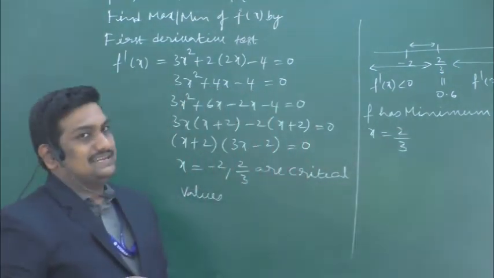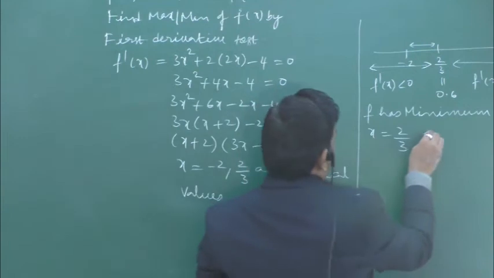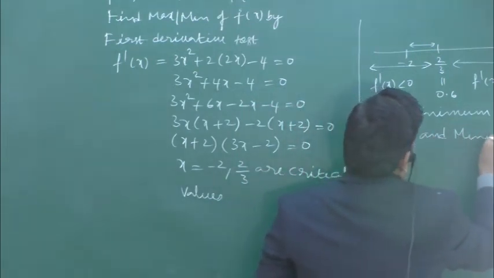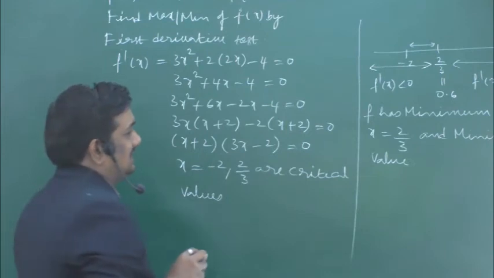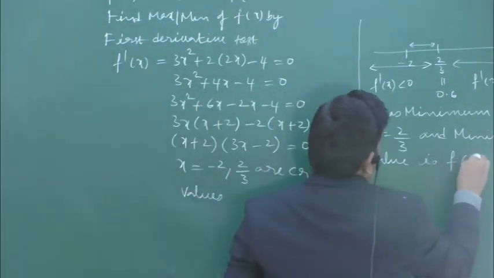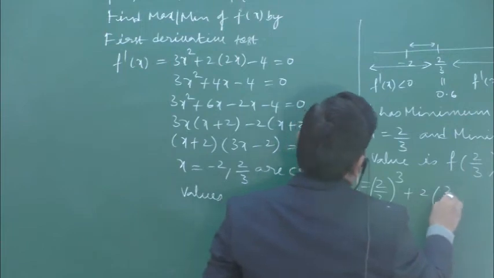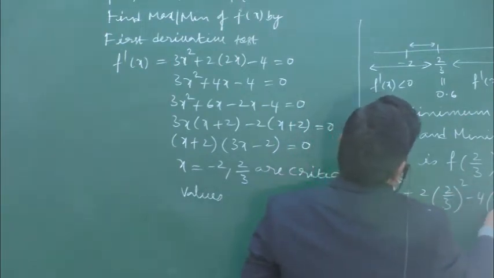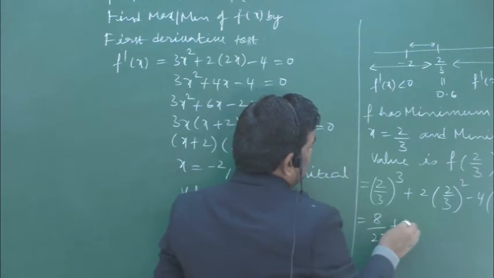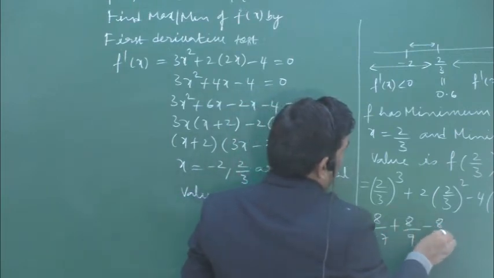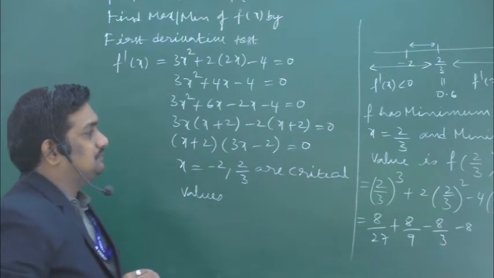So according to the minus comma plus test, the function has a minimum at x equals 2 by 3, and you need to find the minimum value. The minimum value is f of 2 by 3. It is 2 by 3 whole cube, plus 2 into 2 by 3 whole square, minus 4 into 2 by 3, minus 8. So it will be 8 by 27 plus 8 by 9 minus 8 by 3 minus 8. This will be the minimum value of the given function.